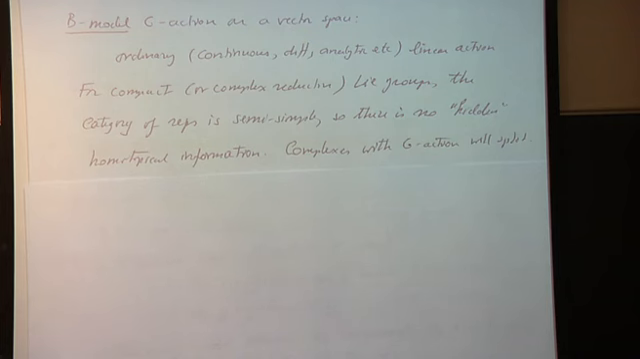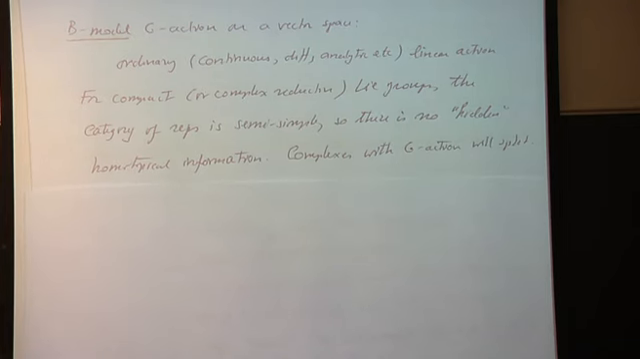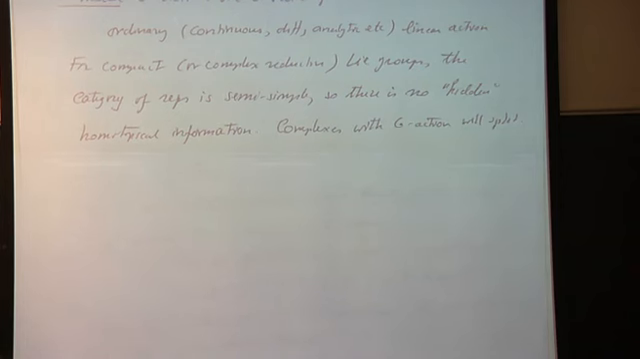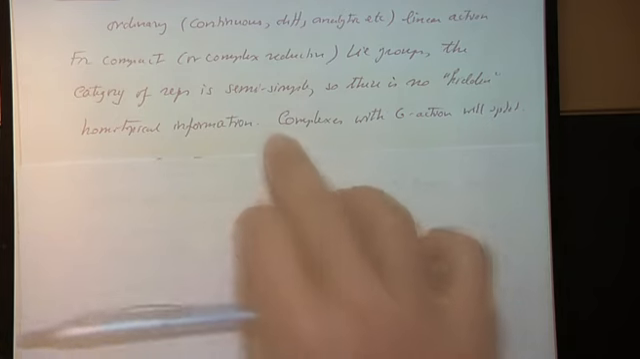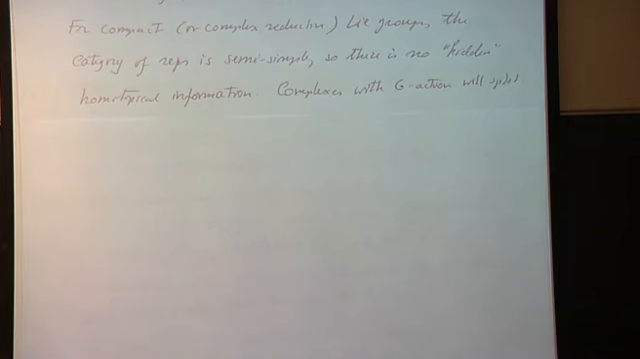So a B model action on a vector space is an ordinary action in the category you want, continuous, differentiable, analytic, or so on. It's a linear action. For compact Lie groups or complex reductive groups, the category of representations is semi-simple, and there is essentially no hidden information. I mean, if you want to become sophisticated and do homotopy theory and derived functors, you're not going to learn anything. Essentially, complexes with the G action will split equivariantly. So there's not much more than meets the eye in that case. Just representation theory of G, and that's all.